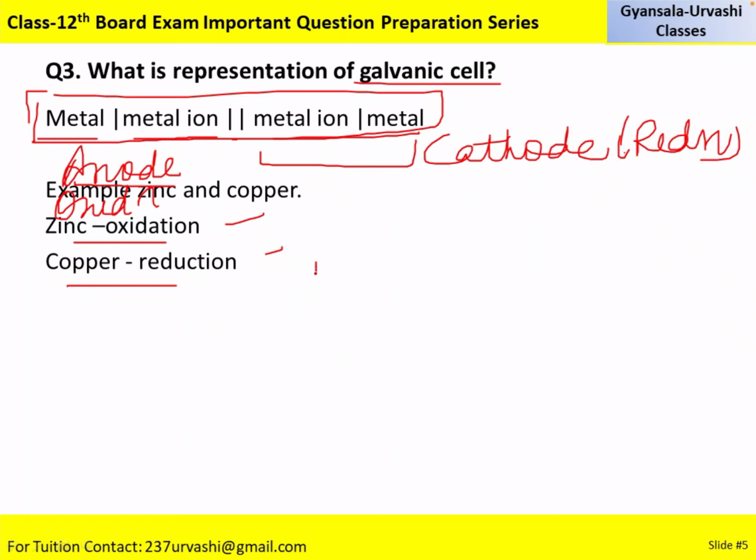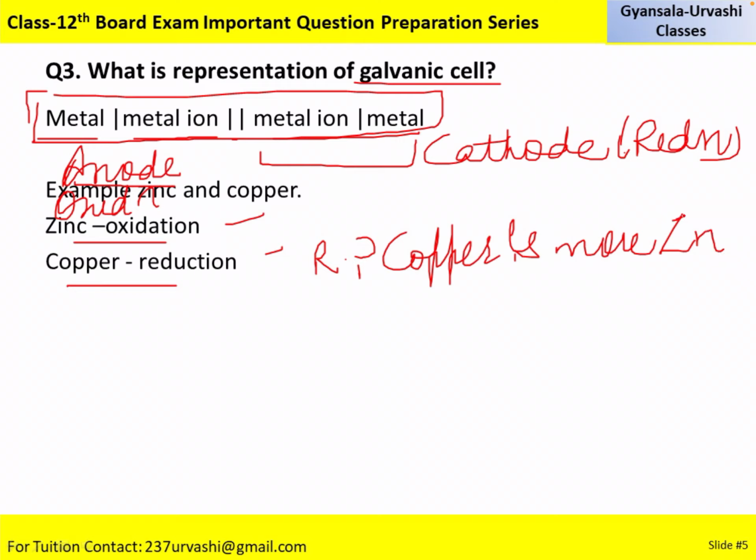So the reduction potential of copper is more than zinc. Okay, what have I written? That the reduction potential of copper is more than zinc. That means whichever element's reduction potential is more, that generally undergoes reduction, and whichever element's reduction potential is less, that undergoes oxidation. So from here one thing is also clear.